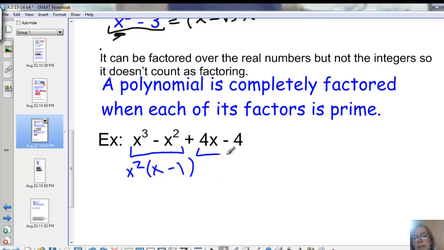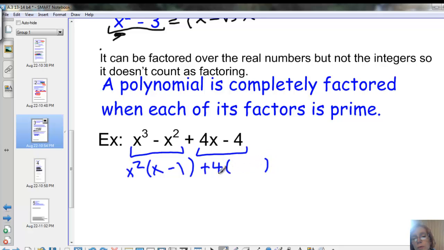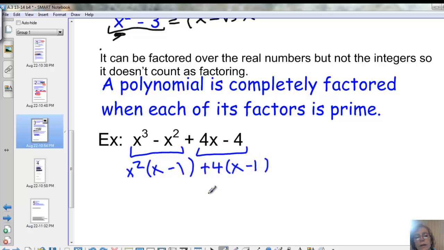And what about this next grouping? What could we factor out of the 4x minus 4? We could factor out a positive 4, so I'm going to write plus 4. And then in parentheses, we would have what? 4 times what gives us the 4x? That would be x. And 4 times what gives us a negative 4? That would be a minus 1.